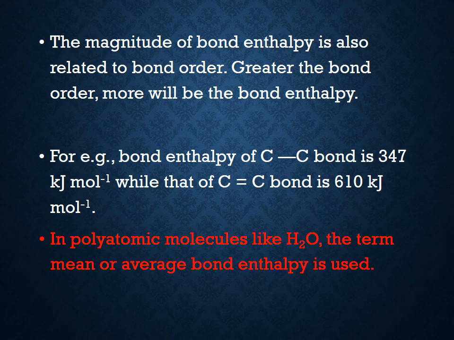For example, the bond enthalpy of the carbon single bond carbon bond is 347 kilojoule per mole. Here the bond order is 1, while for the carbon double bond carbon bond, the bond order is 2 and the bond dissociation enthalpy is 610 kilojoule per mole. So the greater the bond order, the more the bond enthalpy. In polyatomic molecules like H2O, the term mean or average bond enthalpy is used.